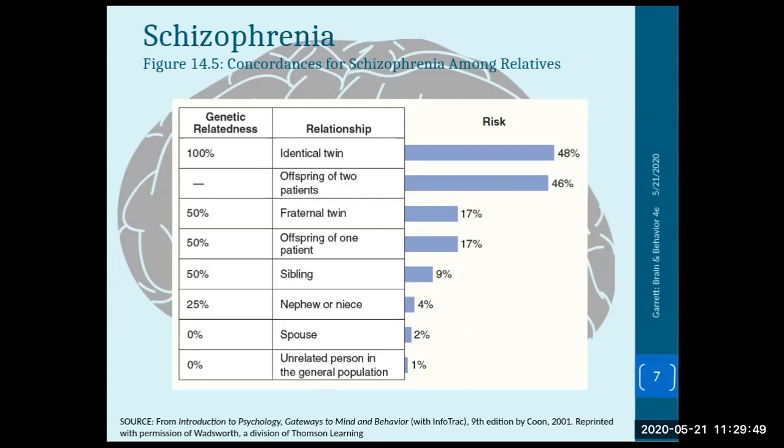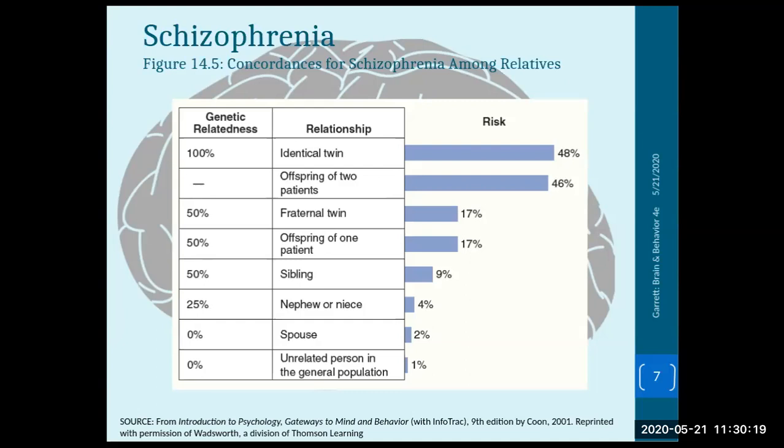4% chance of getting it because there is some family history. If you are the son or daughter of one parent that has schizophrenia, again, your chances go up to about 17%. If you have a non-twin sibling, it's about a 9 or 10% chance. Fraternal twin or one parent goes up to about 17%. If you have both parents that have schizophrenia, your chances jump up to about 46%.